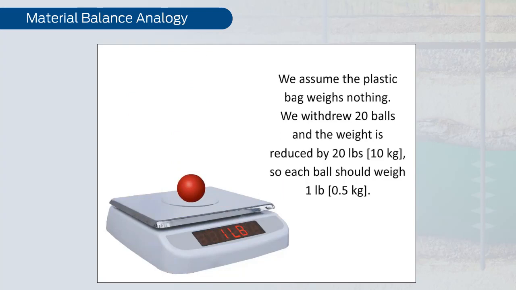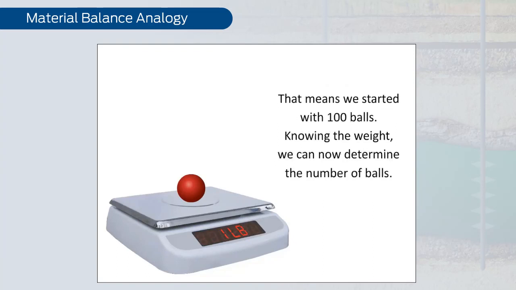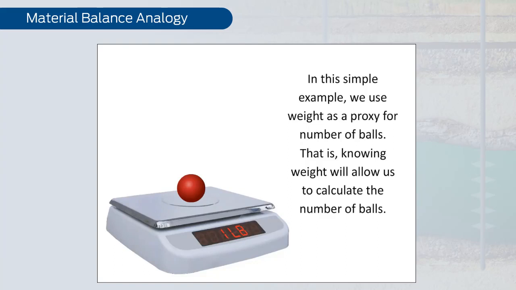We withdrew 20 balls and the weight is reduced by 20 pounds, 10 kilograms. So each ball should weigh 1 pound, 0.5 kilograms. That means we started with 100 balls. Knowing the weight, we can now determine the number of balls. In this simple example, we use weight as a proxy for the number of balls. That is, knowing the weight will allow us to calculate the number of balls.